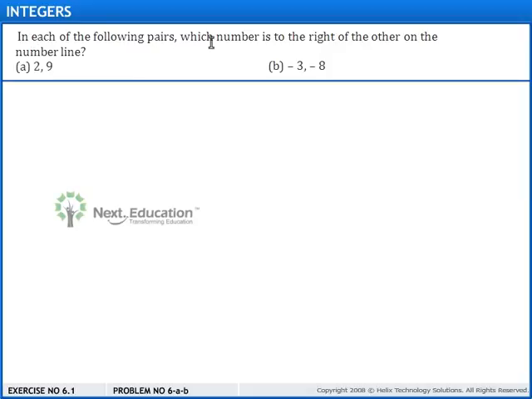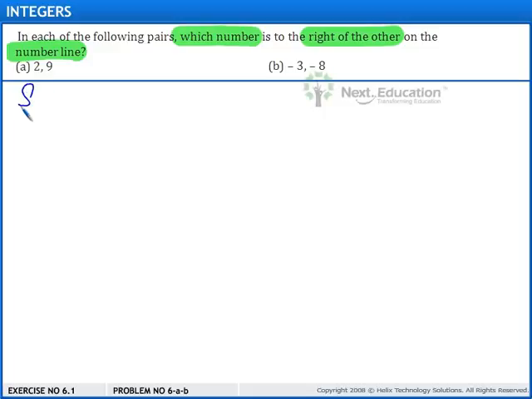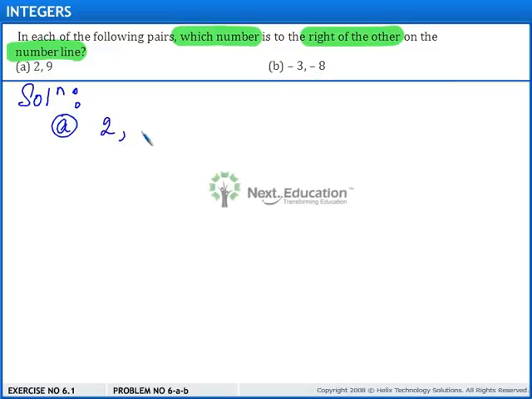Following pairs, which number is to the right of the other on the number line? Let us see how to proceed with the solution. Consider part A. Here we are given 2 and 9.